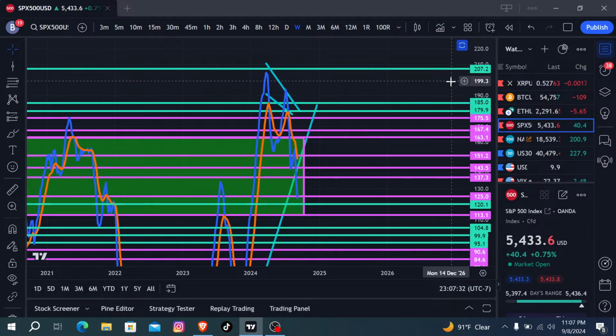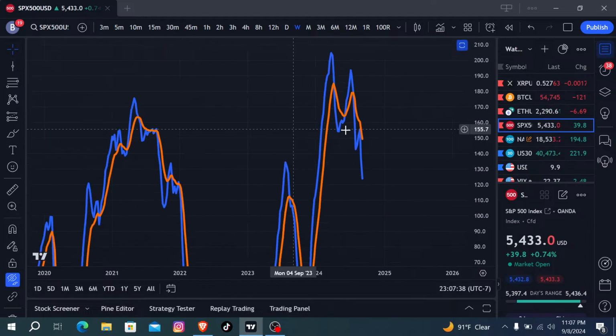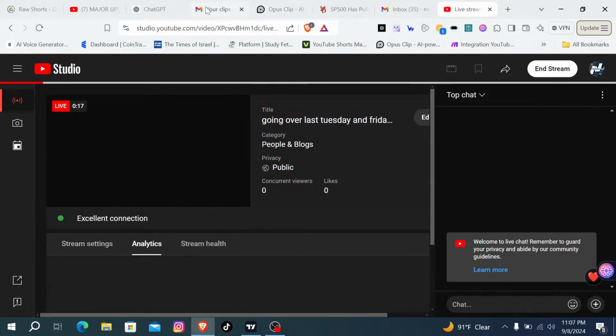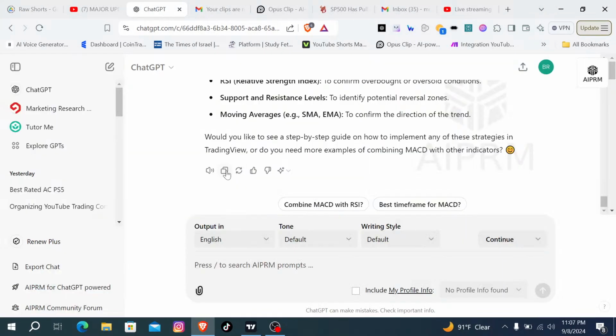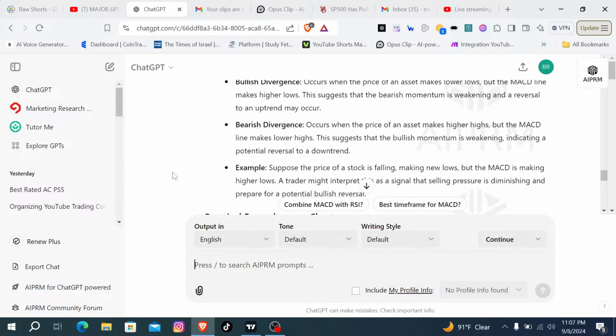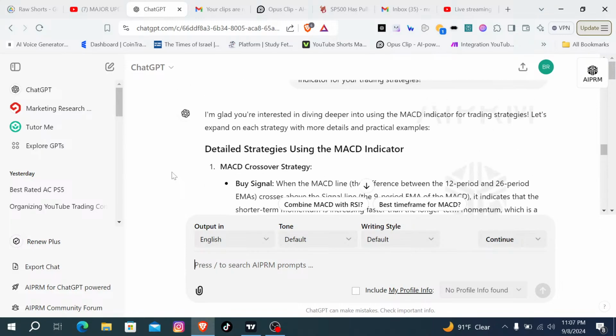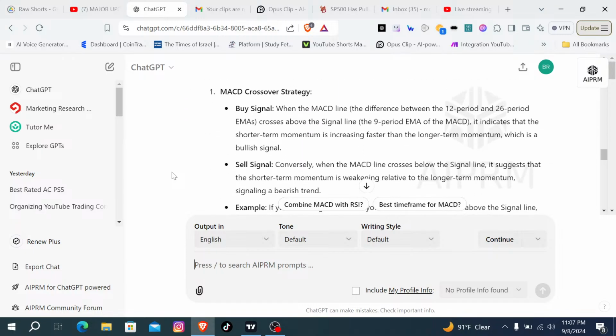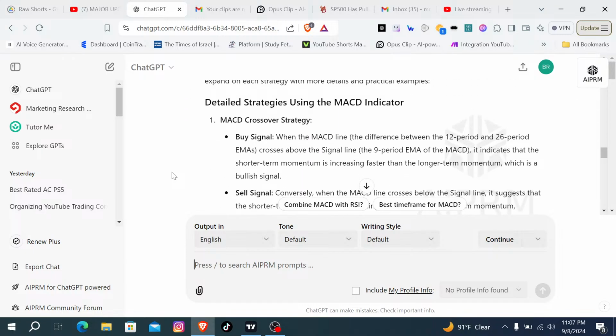Let me explain how I use the MACD. Normally with the MACD, let me show you what ChatGPT says. You can read it real quick.